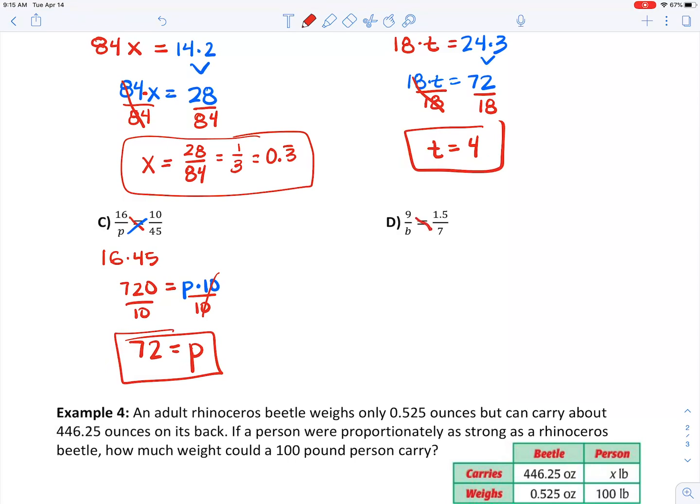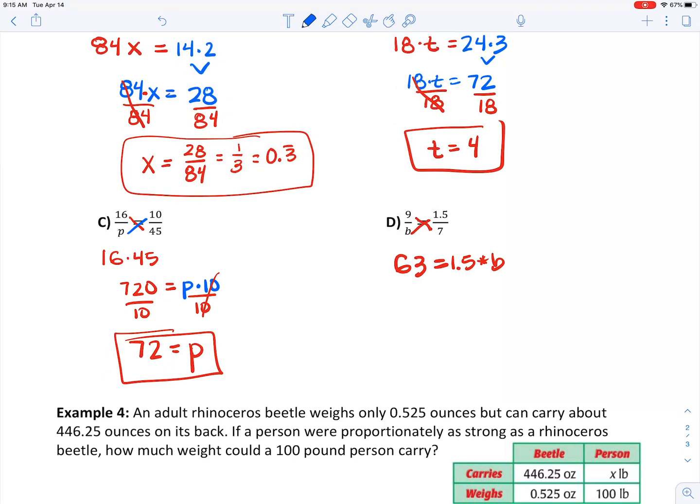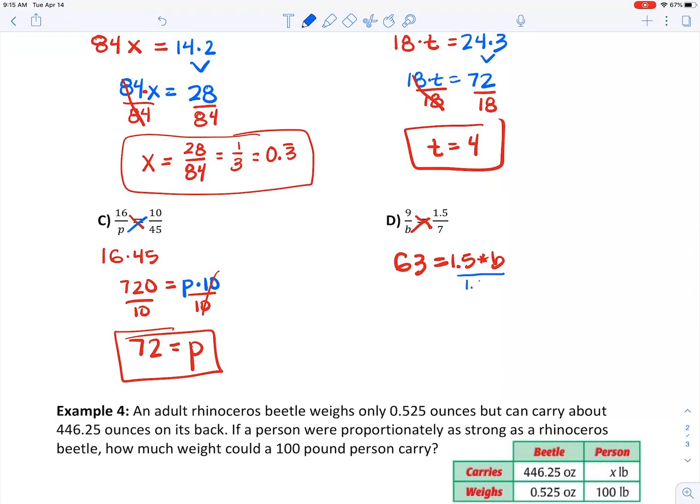All right, the last one in this set, we have 9 times 7. And again, I could write down 9 times 7, or I could just do that math right away. 9 times 7 is 63. And then I have b times 1.5. 1.5 times b. Okay, how do you undo times? You divide.